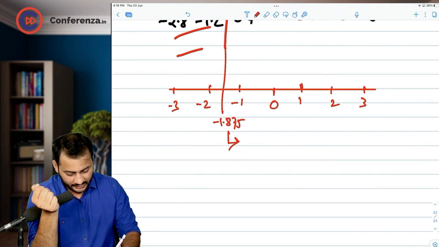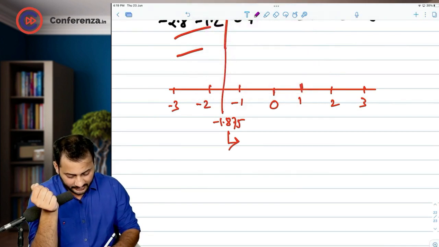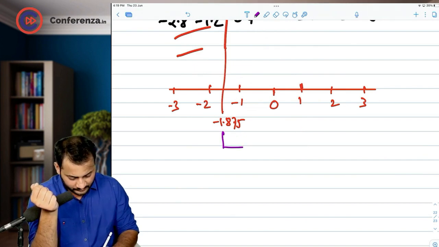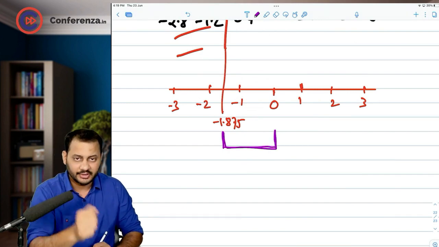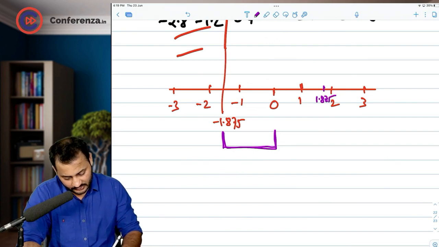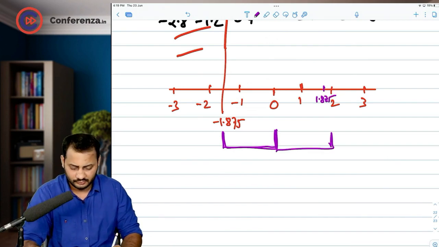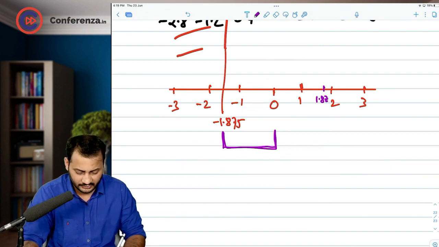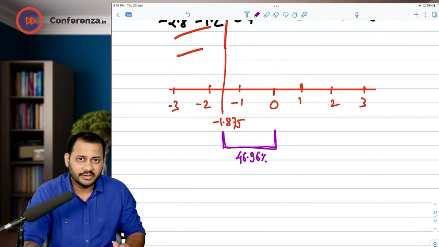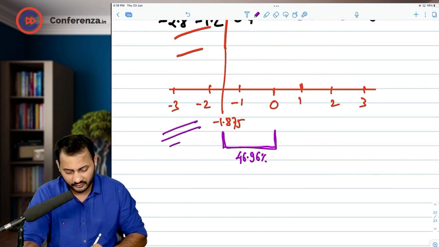Now please understand that the question gave us the probabilities between the z-score and the mean only, this much area. Or you can say if we take 1.875 here, it will be this much area. The same can be applied to the other side as well. So we found the probability of 46.96% for this much area, but we didn't want to calculate that. We wanted to calculate the probability of the left side.